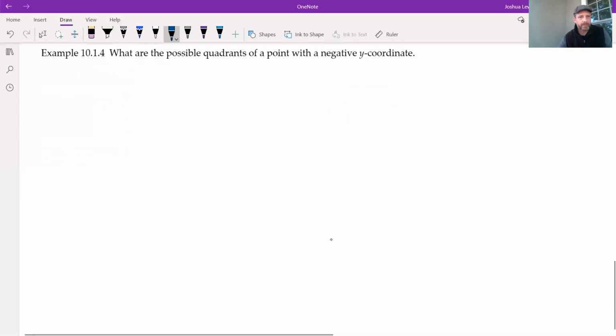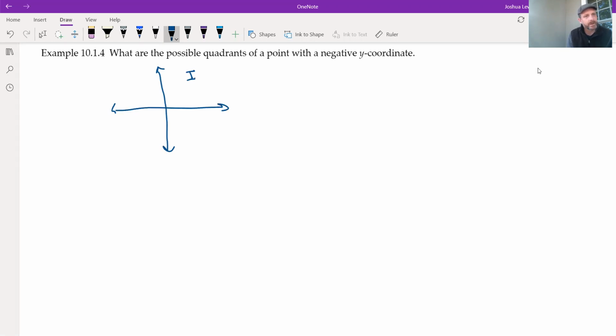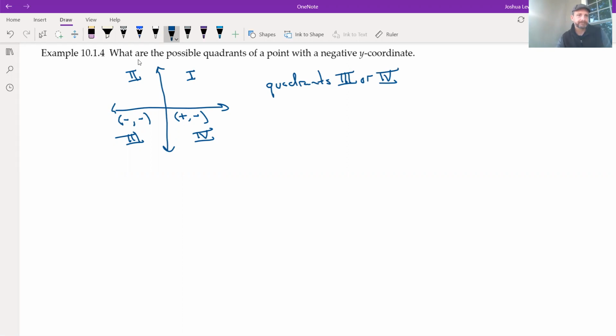Okay. Now here's a question for you. What are the possible quadrants of a point with a negative y-coordinate? So think that through for a second. And let's see if you can come up with what we're trying to get here. Okay, so again, if you think about the coordinates, or the axes, quadrants, all of it, quadrant 1, quadrant 2, quadrant 3, quadrant 4. Well, where are the y's negative? Well, in quadrant 3, we have negative x, negative y. And in quadrant 4, we have positive x, negative y. So negative y coordinates, those will be in either quadrant 3 or 4. All righty, there we have it.